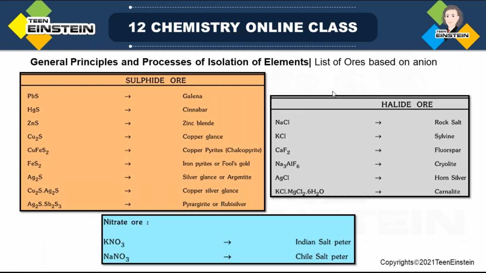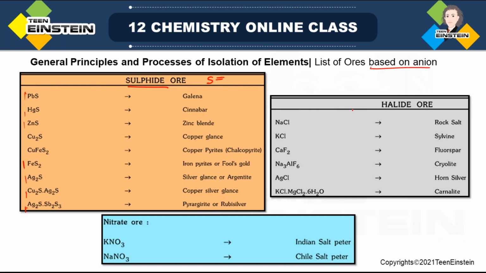In this slide you will see examples, a list of ores, but based on the anion. In the previous slide the list was based on the metal: if it is copper, how many different varieties are there under copper, and under iron. But now we have fixed the anion. Sulfide ore means it must contain the sulfide ion, S2 minus. Under sulfide ore, see how many different metals we have: lead, mercury, zinc, copper, the copper-iron mixture, then only copper, silver, CuAg, and silver antimony.